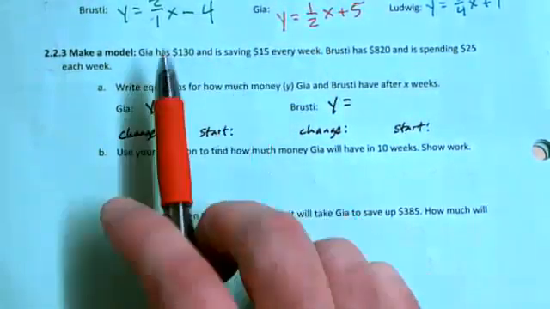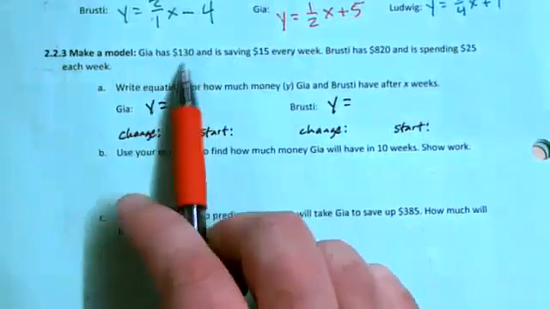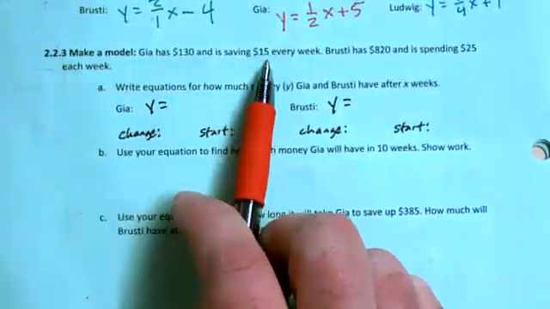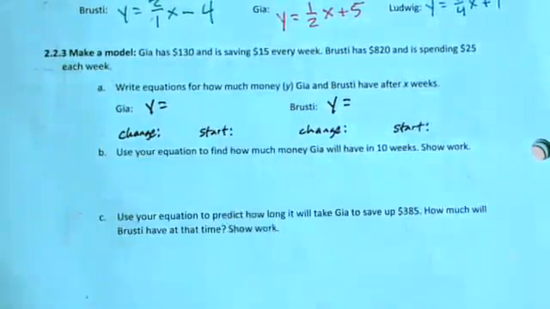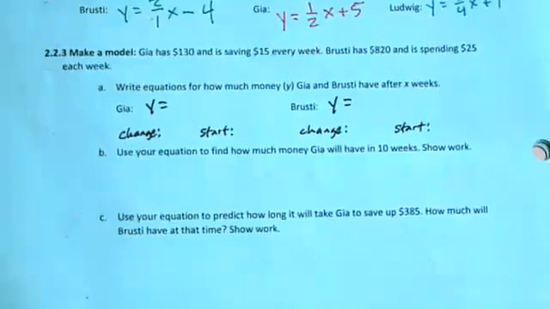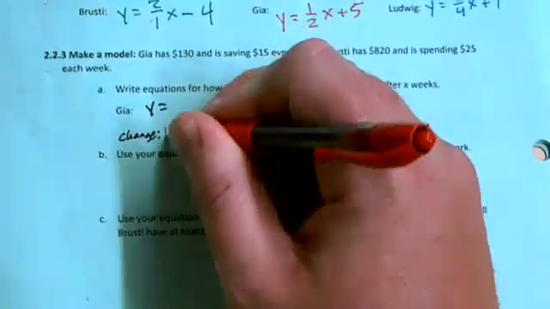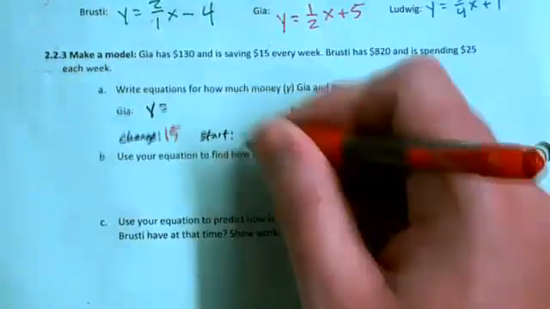So which of those numbers would be the change, the 130 or the 15? What do you guys think? The 15 is the change. That's how much she's changing because every week they're adding another $15, right? So every week they're going to change by $15. So the change is 15. And then the start value, which she has right now, is 130.